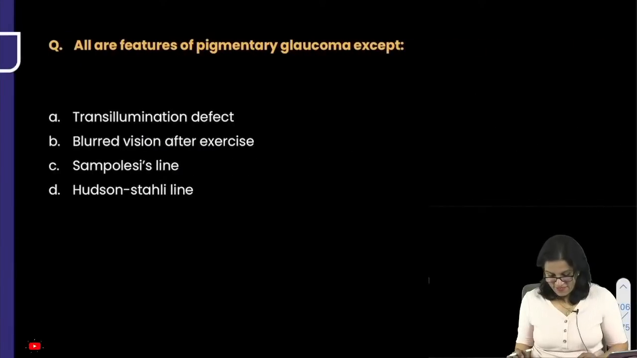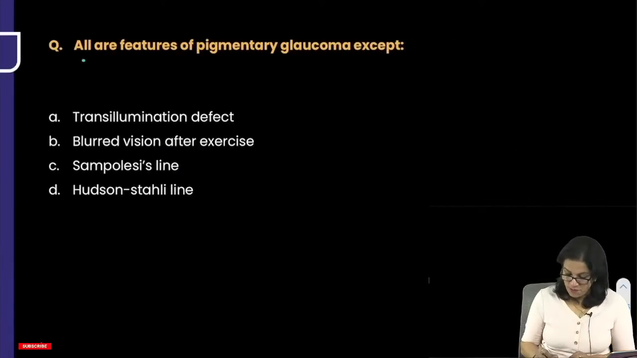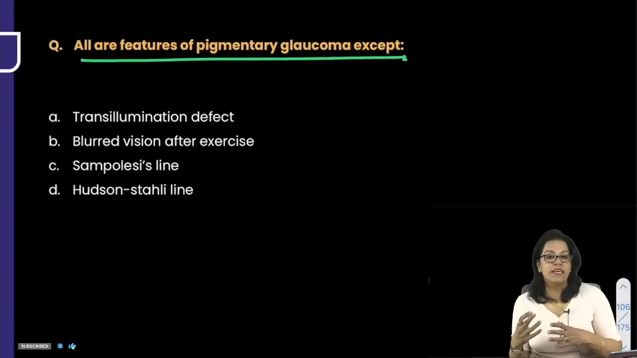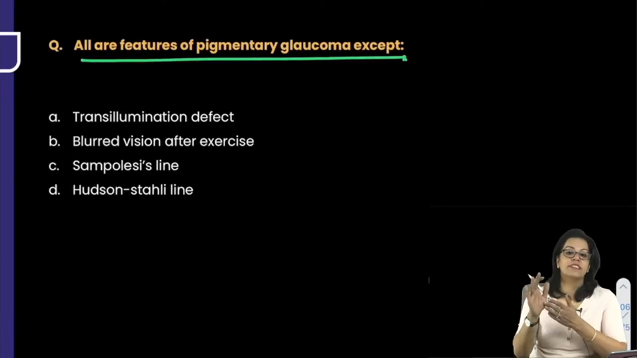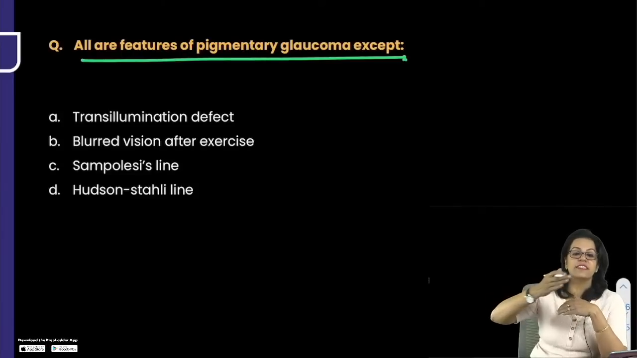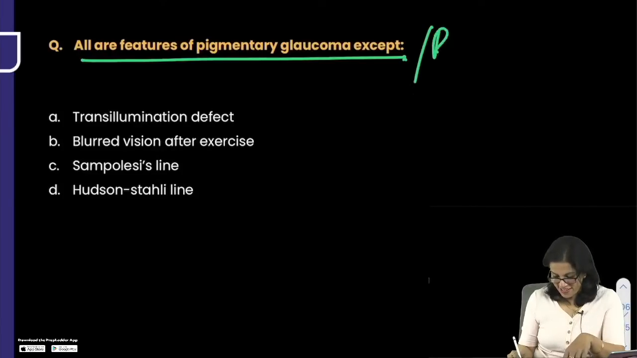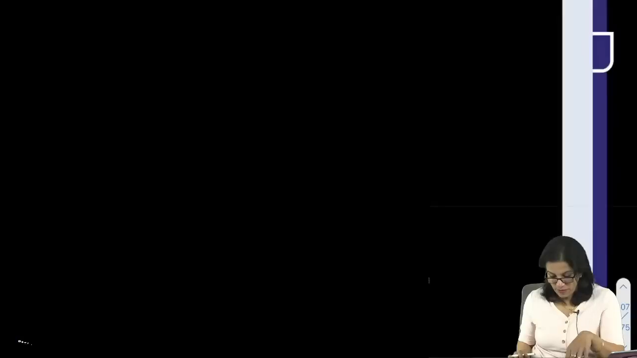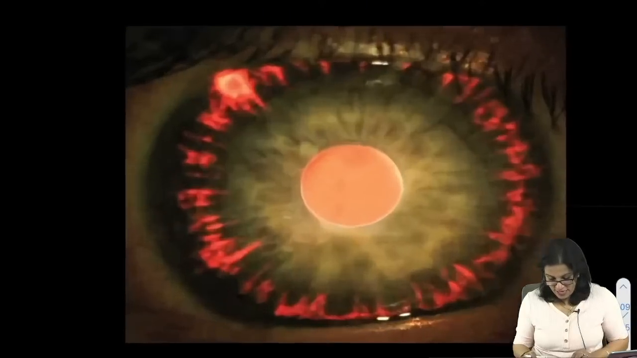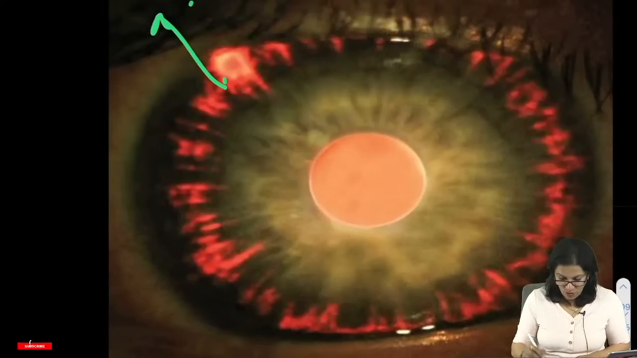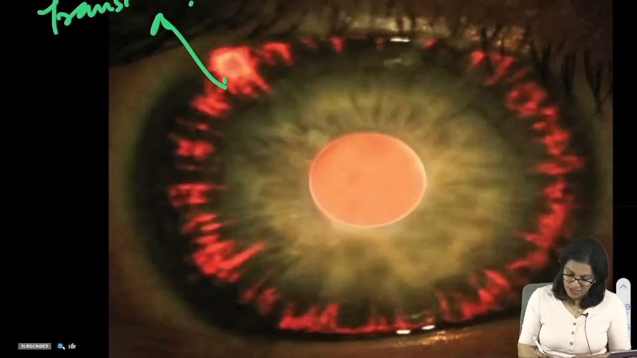Okay. We come to the next question. All are the features of pigmentary glaucoma except. You remember pigmentary glaucoma generally occurs in young males due to the rubbing of the iris at the back, because the configuration of the iris is more posterior. We also call it reverse pupillary block glaucoma. There is a lot of pigment dispersion, and this leads to transillumination defects, isn't it? More light is passing where the pigment is gone. So, this is what transillumination defects are.